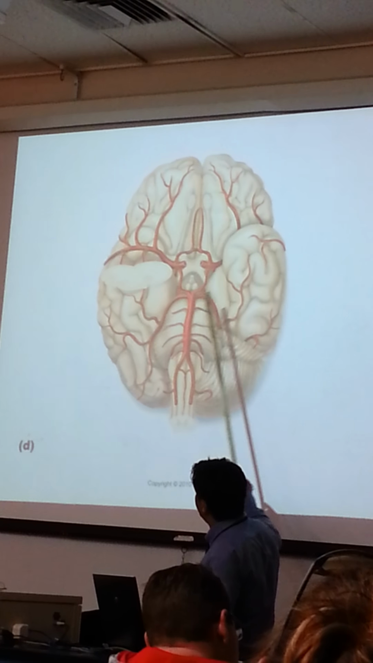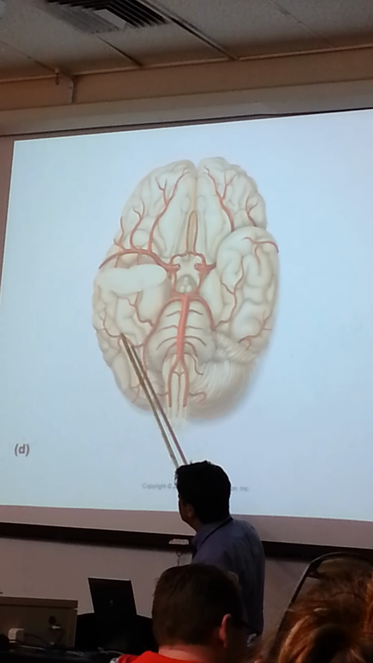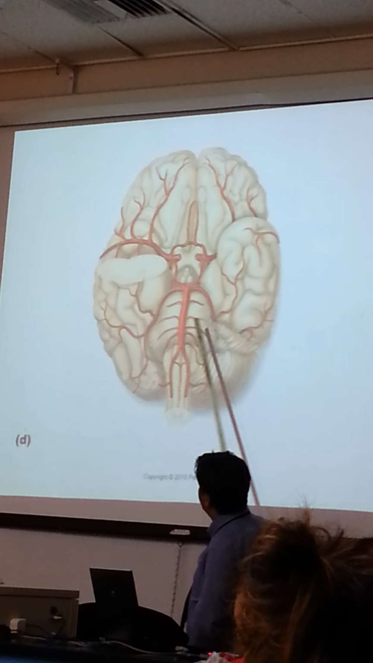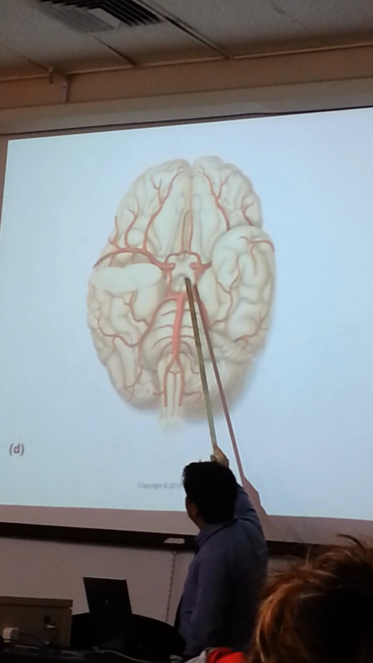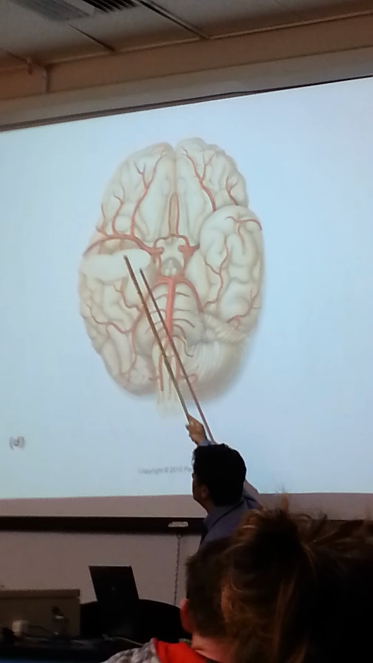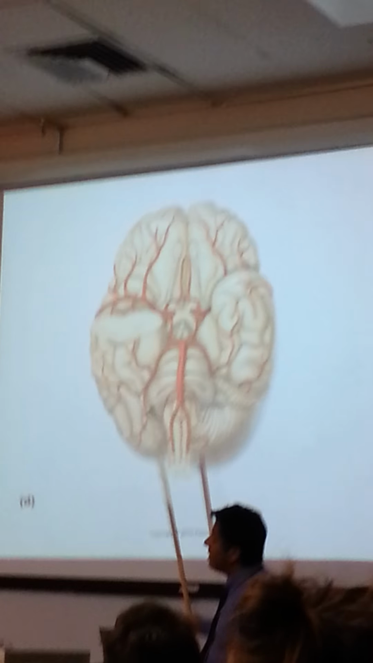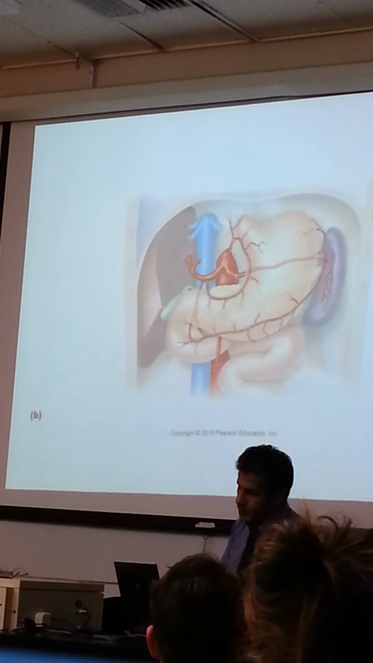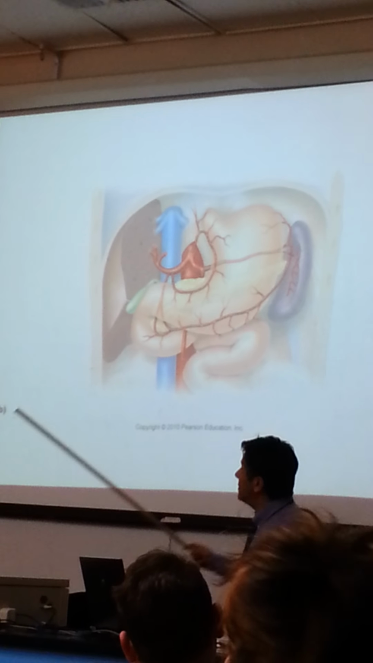What is this part of the brain called? Cerebrum. Posterior cerebral, middle cerebral, and what? Anterior cerebral. Posterior communicating. And what do you call this whole thing? Circle of Willis.